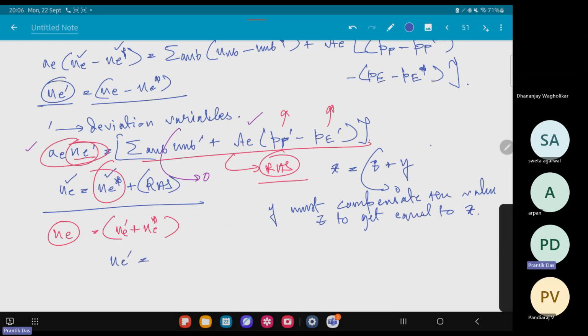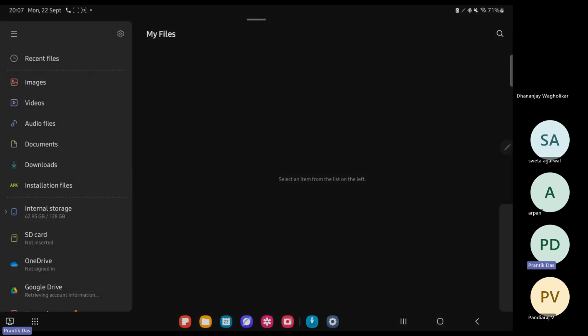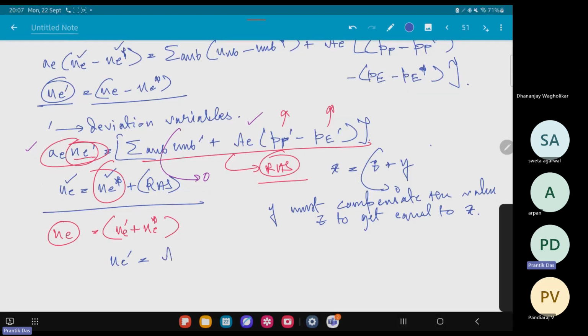So my equation reduces to EV prime equals AE by AE times PP prime minus PE prime. This is equal to DE times PP prime minus PE prime. Is it clear to all of you?